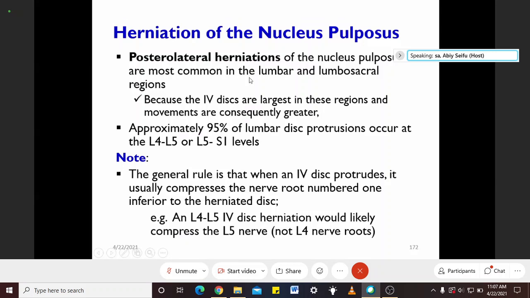And regarding the regions, this nucleus pulposus is protruded or herniated in the lumbar and lumbosacral regions, most of the time at L4 and L5. Most of the time, the intervertebral disc found between L4 and L5, or L5 and S1.